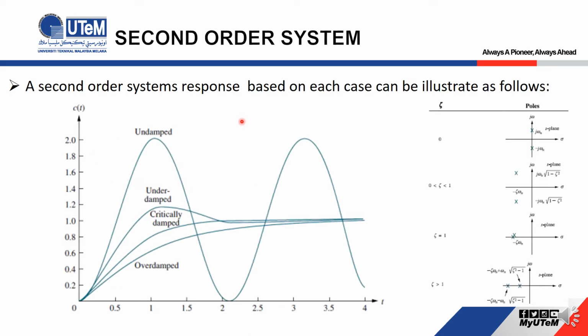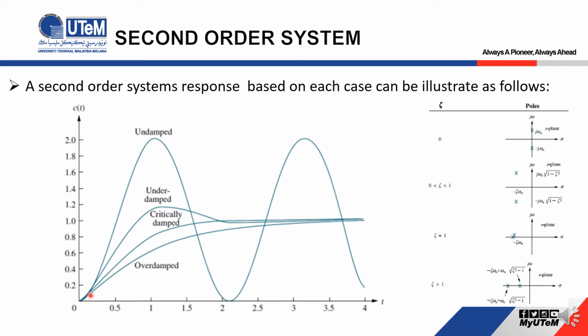This is the response for the 4 cases that I have mentioned just now. This is the response for case number 1, the overdamped case, which happens when zeta is greater than 1. The second one is the critically damped case, case number 2, when zeta is equal to 1. As you can see, both critically damped and overdamped responses look like a first-order system, with no overshoot involved in this response.